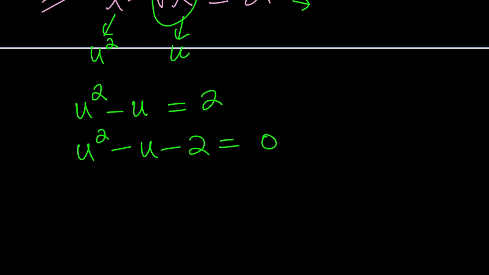How do you factor a trinomial? You look for two numbers whose product is -2. At the same time, their sum needs to be -1, which is the coefficient of u. Get the idea? Kind of like Vieta's formulas, right?